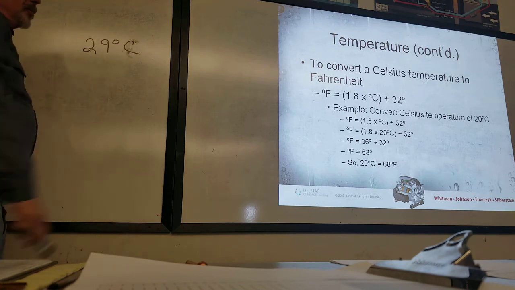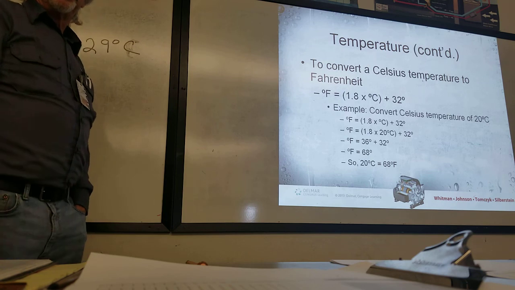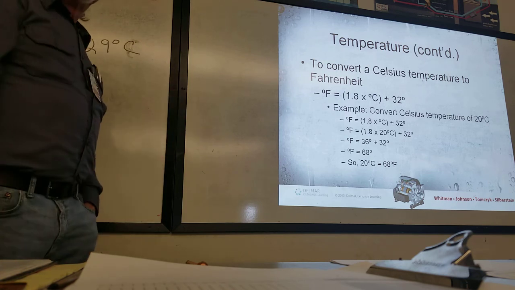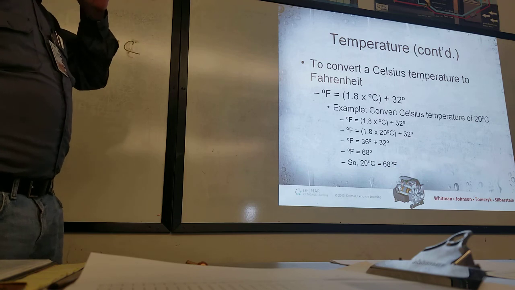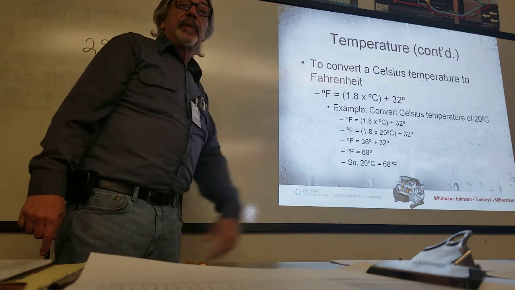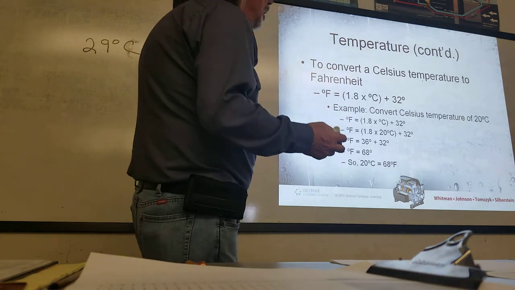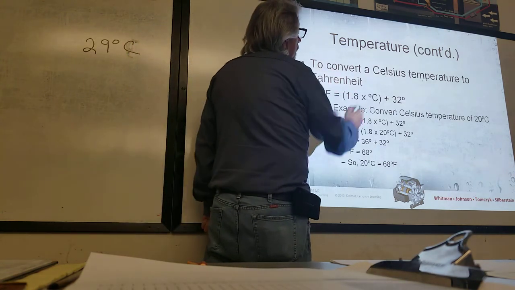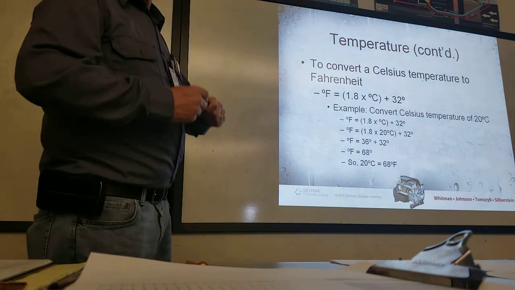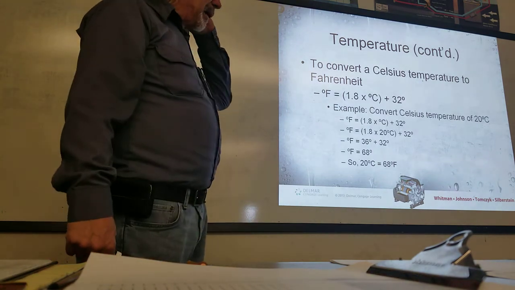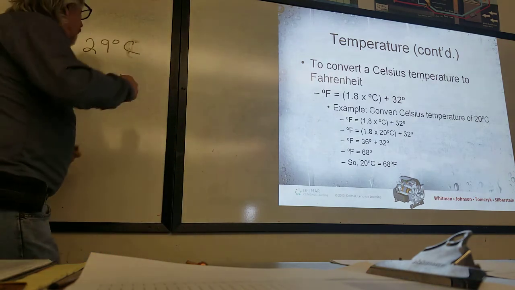Okay, 29 degrees. What is that in Fahrenheit? We have to figure it out. Fahrenheit is equal to... parentheses go first. 1.8 times Celsius plus 32 degrees. So that'll be 84.2.